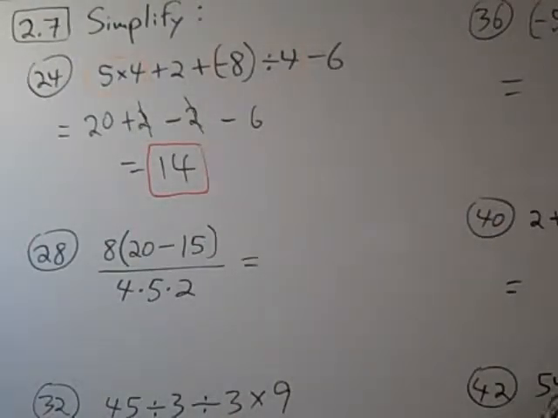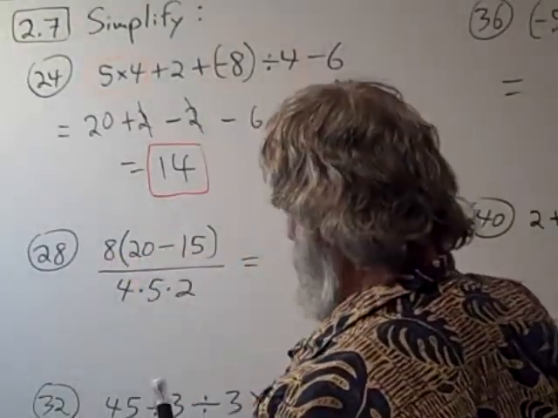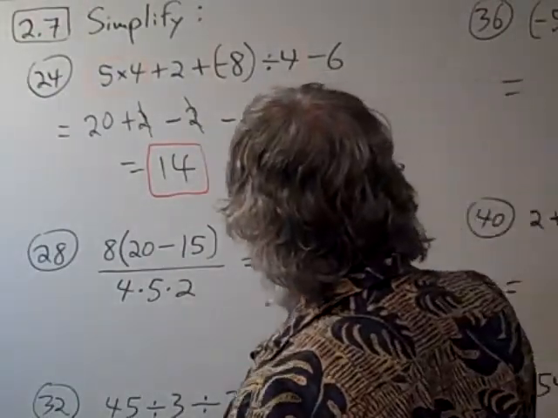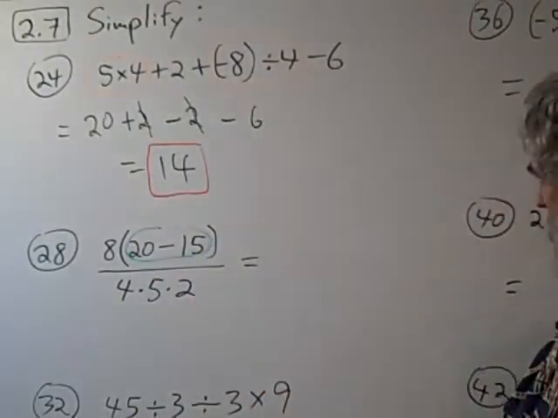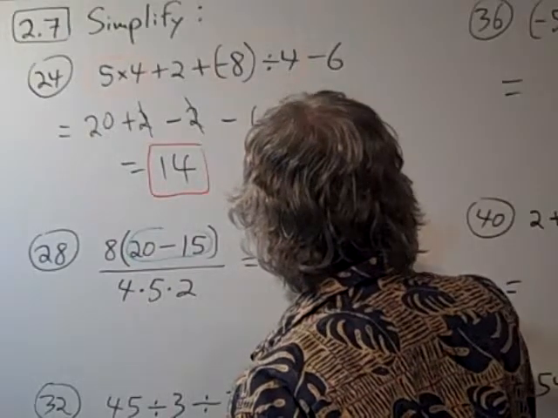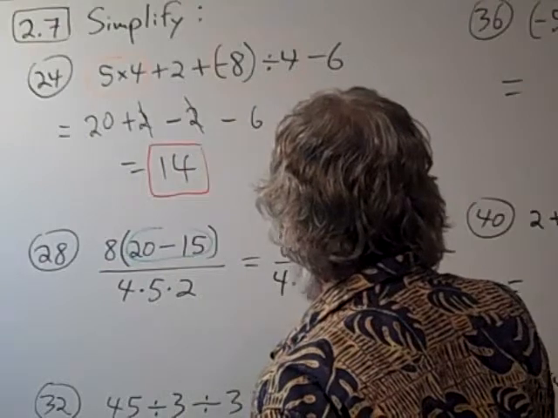Now in here, before we can multiply 8 times anything, we have to simplify in the parentheses here. So first step, we'll simplify what's in the parentheses here. 20 minus 15 is 5. So this is equal to 8 times 5 divided by 4 times 5 times 2.